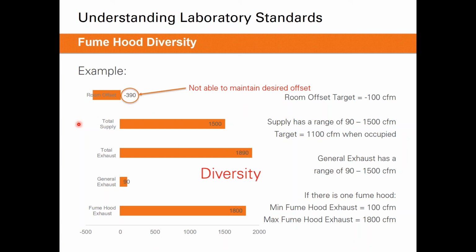This would be a condition where diversity does exist. Because our supply system can't keep up with our exhaust, we have diversity. In this case, we would need to implement a system where we train the lab users that they can only have 2 fume hoods open at any given time. They should not be opening all 3 at the same time.